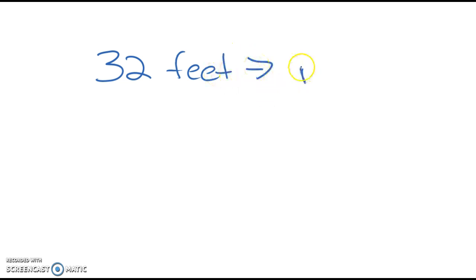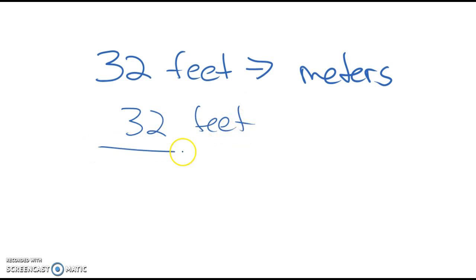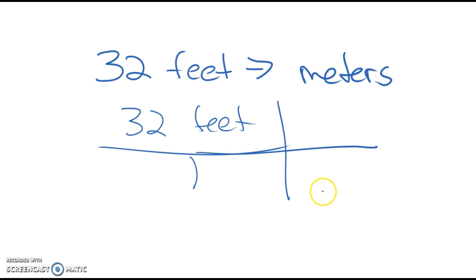So the new one that we're going to try is 32 feet. We're going to convert 32 feet into meters. So I'm going to start with my 32 feet, and I'm going to put that over 1. And then I need to look for my conversion rate that goes from feet to meters. So I know that 1 foot is equal to 0.3 meters. The abbreviation for meters is just M.